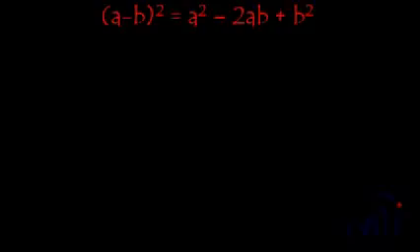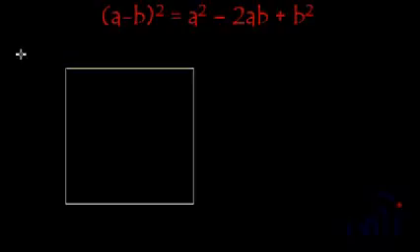Hi, so the identity we are going to learn today is (a minus b) whole square, right? So first let me take a line whose length is a. So I'm going to take a line. Let's assume that its length is equal to a. So this is a line whose length is a, right? And this will be a square, right?